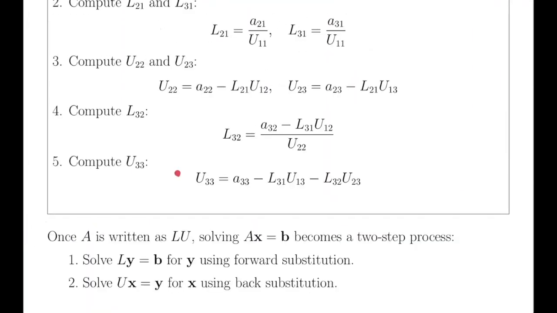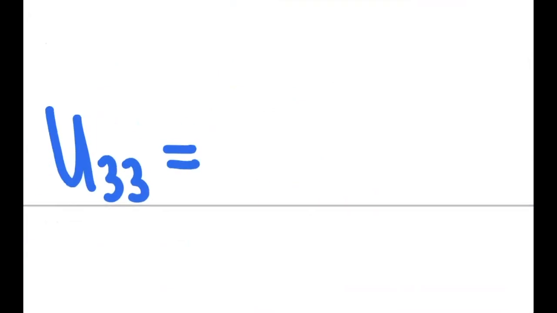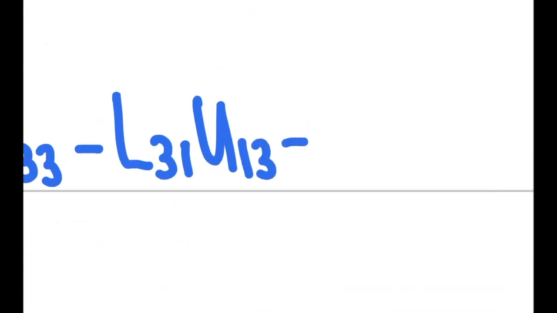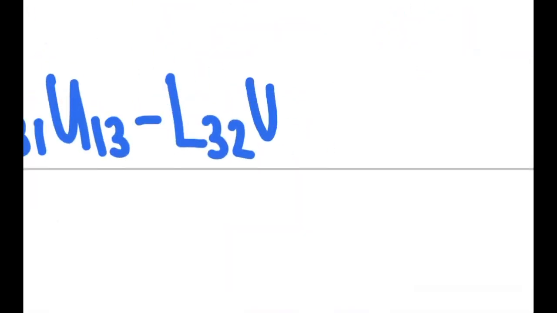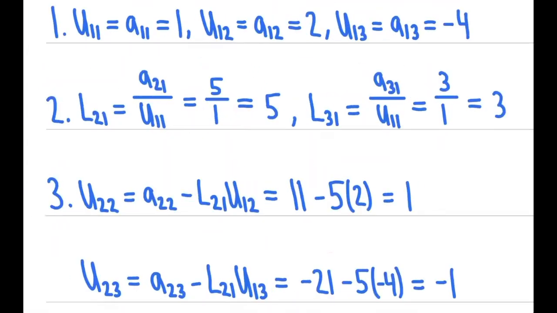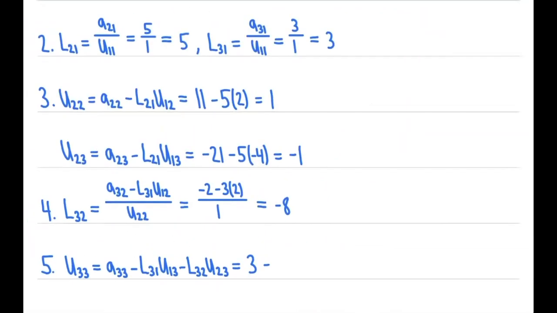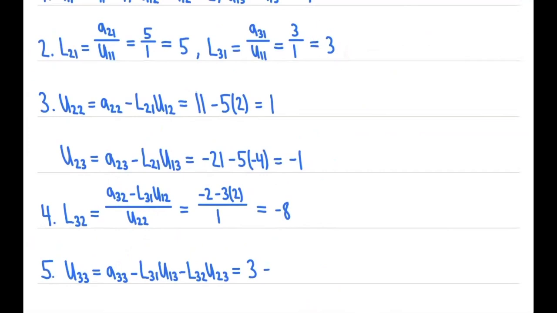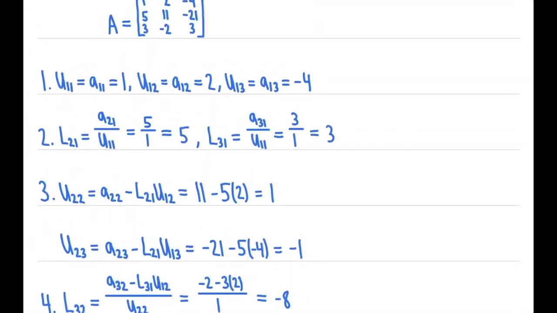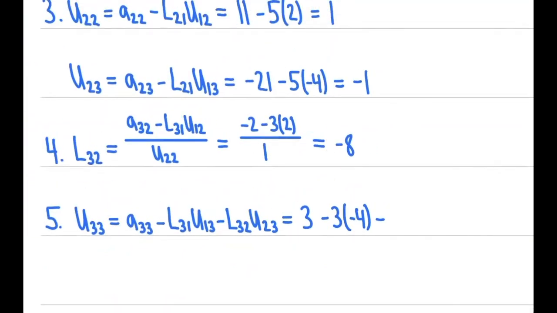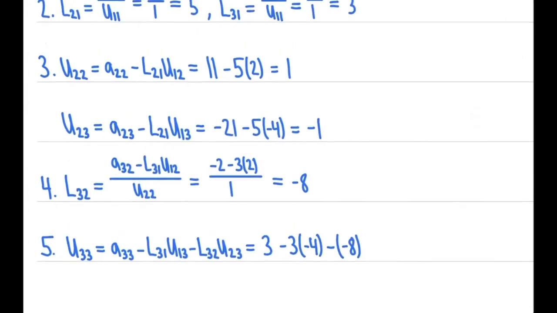And then the last unknown entry is U33. U33 equals A33 minus L31 times U13 minus L32 times U23. A33 is 3, minus L31, which is 3 also, times U13, which is negative 4, and then minus L32, which is negative 8, times U23, which is negative 1.